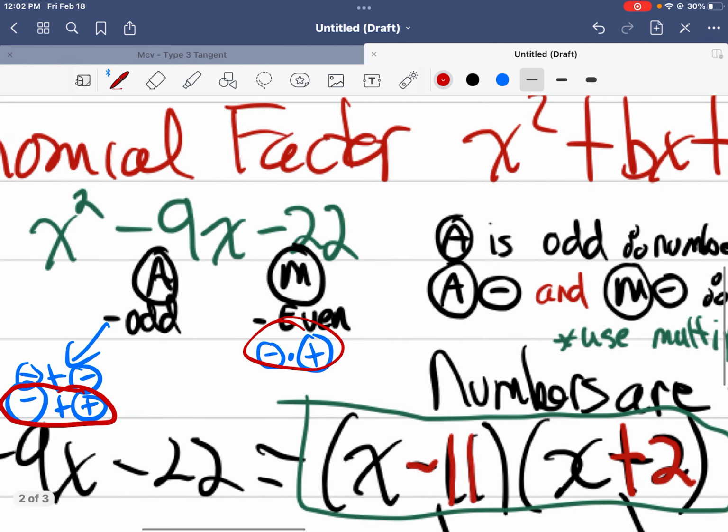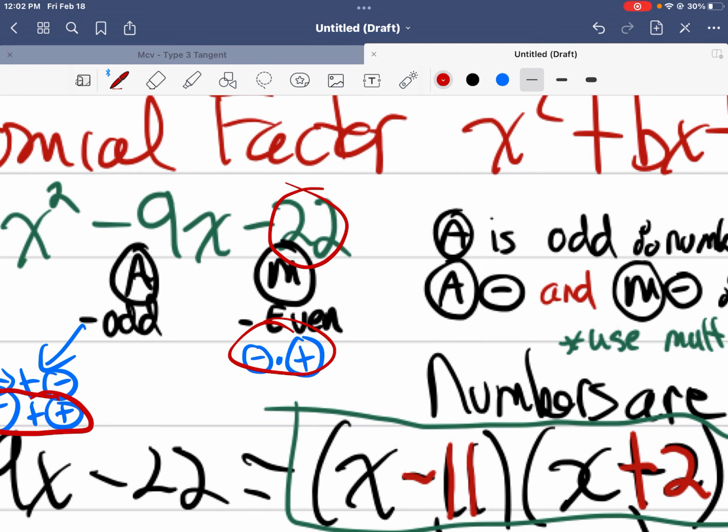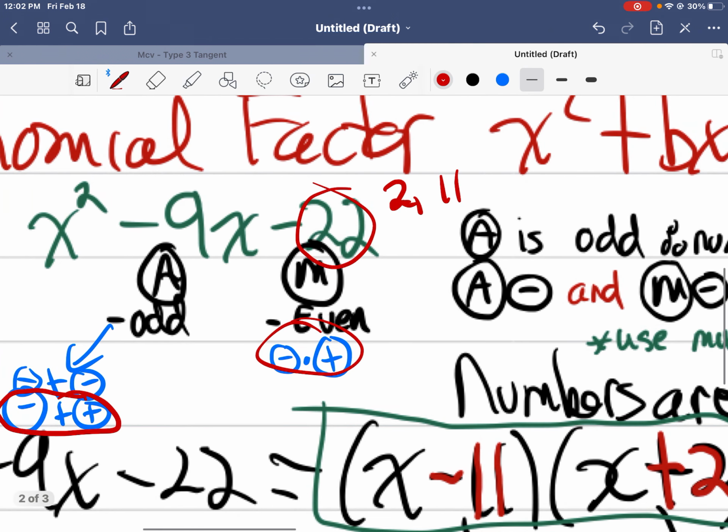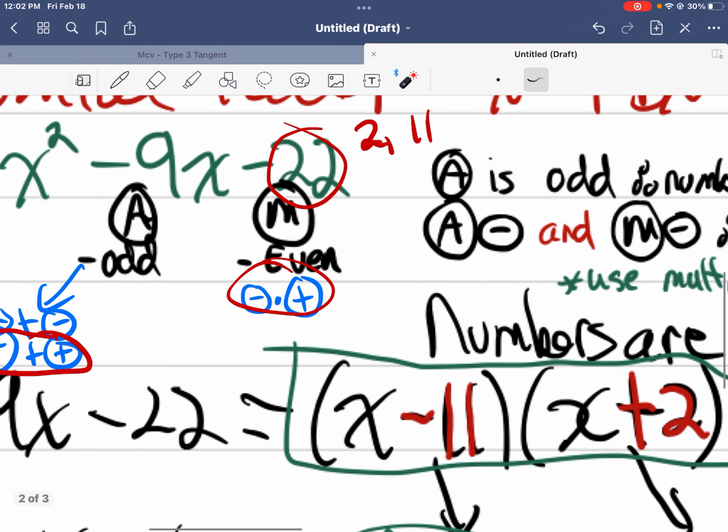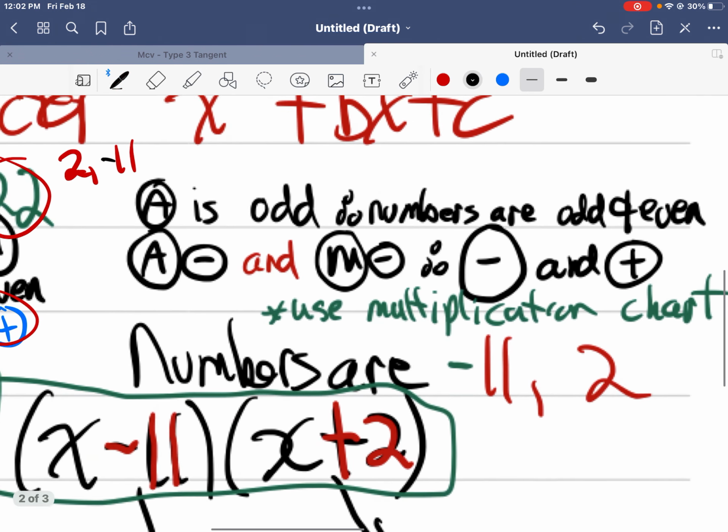So I don't worry anymore about the sign in front of the 22. I just ask, what things multiply to 22? Well, in this case, 22 and 1, and 2 and 11. Well, 2 and 11, which one has to be negative? The bigger one, because it adds up to negative 9. So it's going to be negative 11 and positive 2. And I've summarized all that over here.